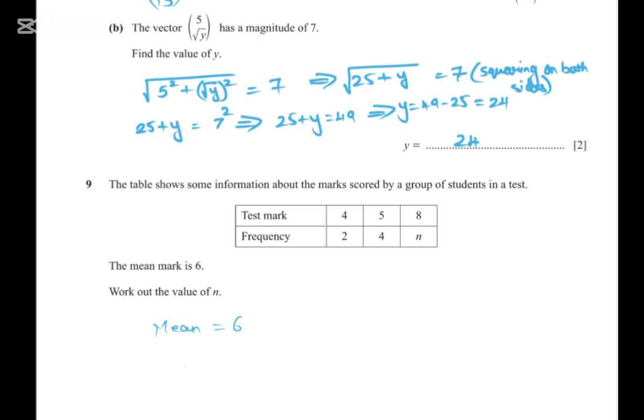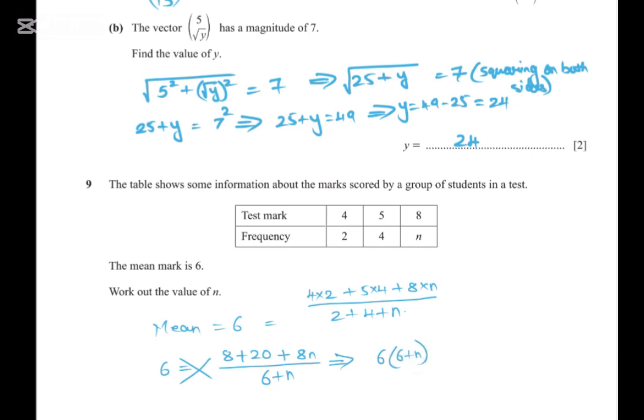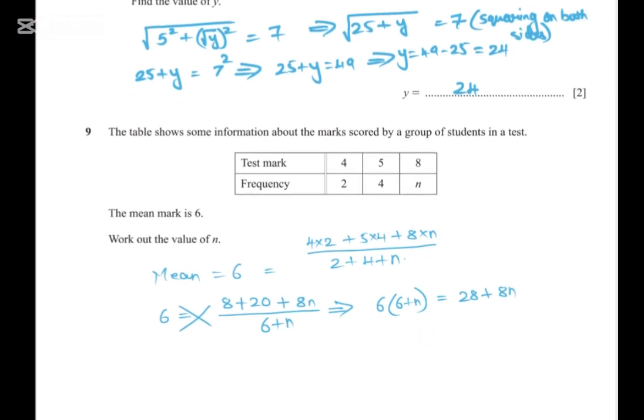Okay, now mean is equal to, how will you get this? By doing 4 into 2 plus 5 into 4 plus 8 into n, divided by 2 plus 4 plus n. Okay, so now simplify. 6 is equal to 4 2s are 8, 8 plus 20, 5 4s are 20, plus 8n, divided by 2 plus 4 is 6 plus n. Now cross multiply. 6 into 6 plus n, that will be 36 plus 6n, and that will be equal to 8 plus 20 is 28 plus 8n.